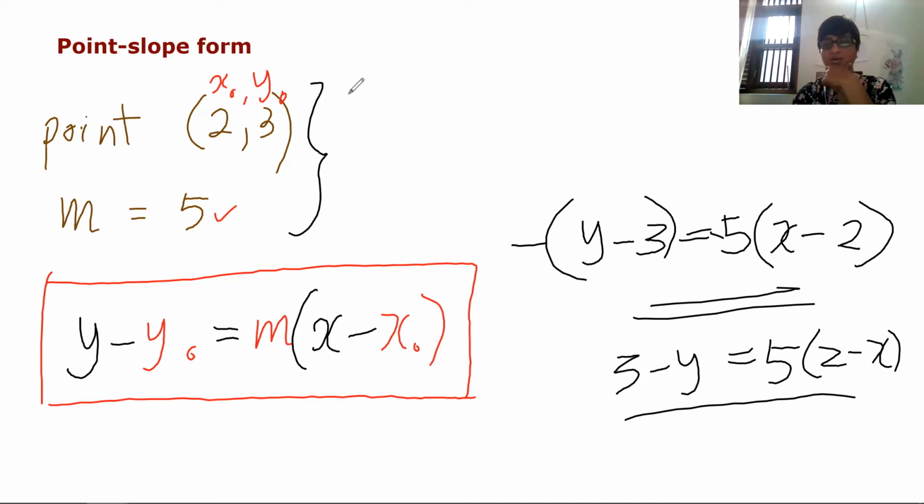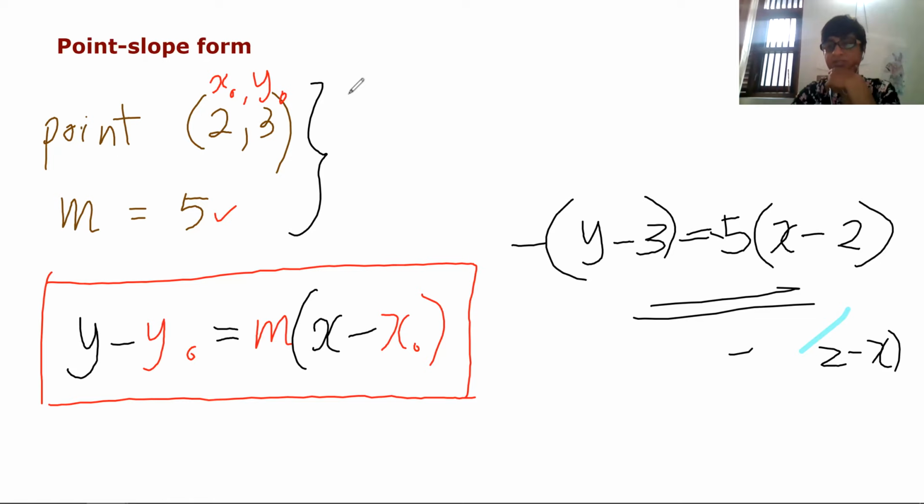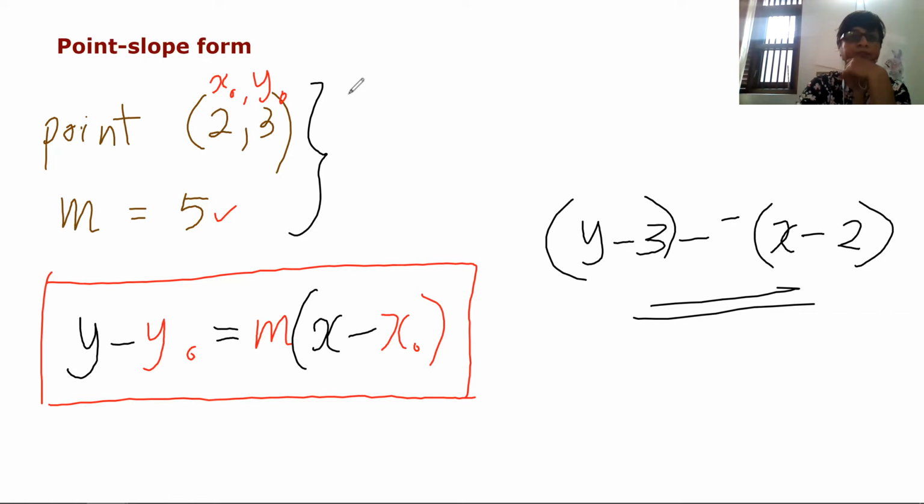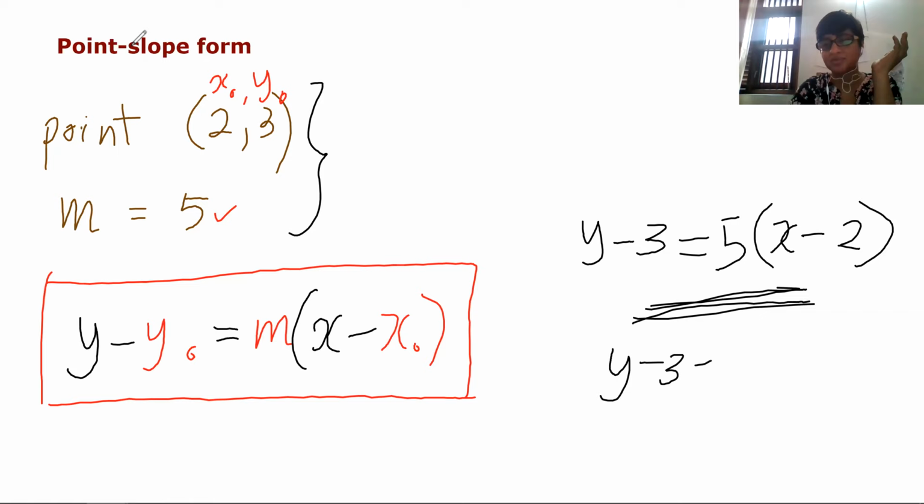Now, let me erase this. Oops, everything went off. Now what did we get here? This I said you can just leave it like that. But if you really can't stand having the bracket there, go ahead and simplify it. If you write it like that, that's fine too. But you went off of the form. You don't have the form anymore now.